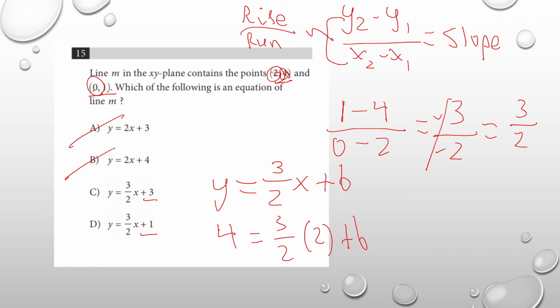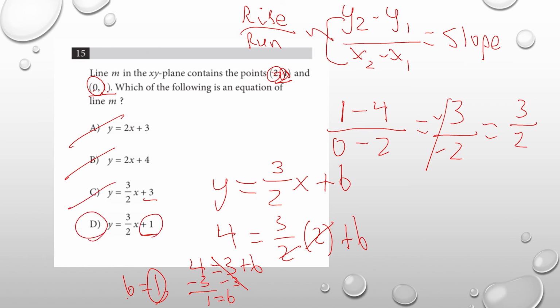So these two should be equivalent. We cancel out the 2 on both sides, and we get that 4 equals 3 plus b. Subtract 3 on both sides, and we find that 1 equals b, or b equals 1. So 1 is our y-intercept, and we see that matches perfectly with choice D, which is the correct answer, since we have this plus 1. So y equals 3 over 2x plus 1.